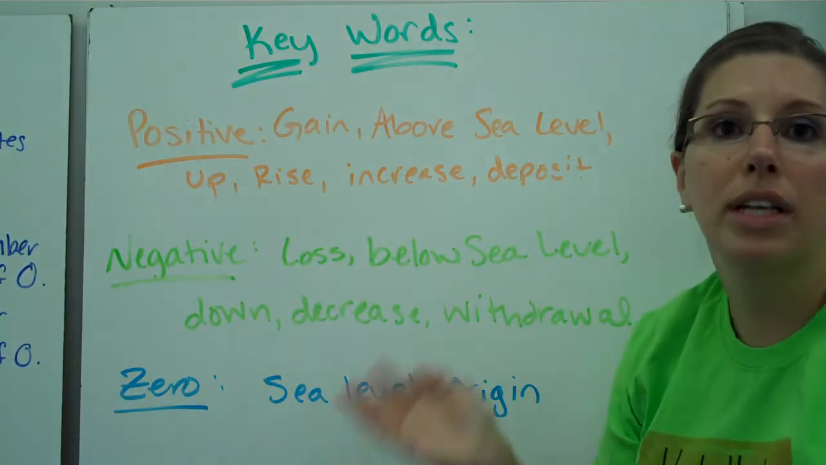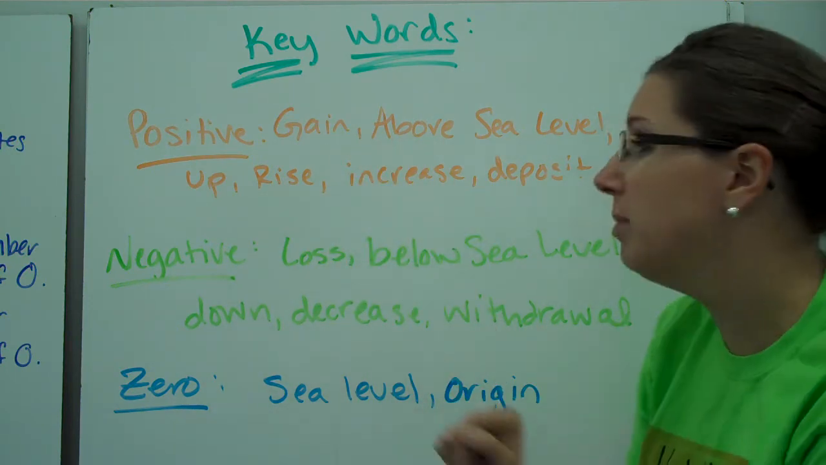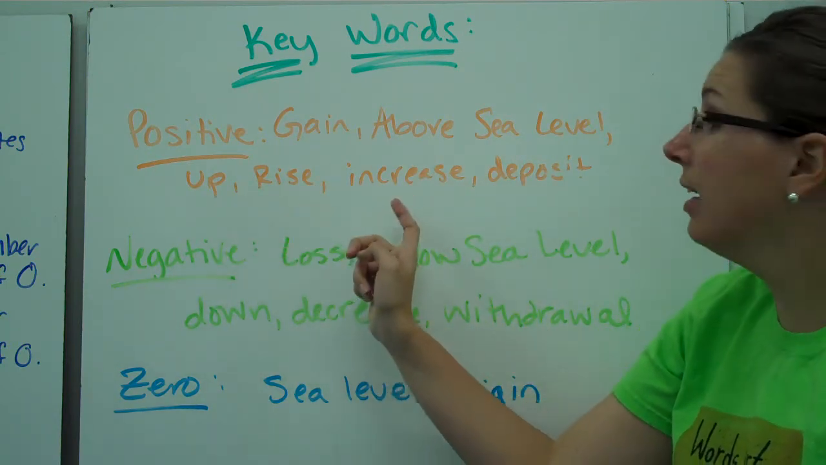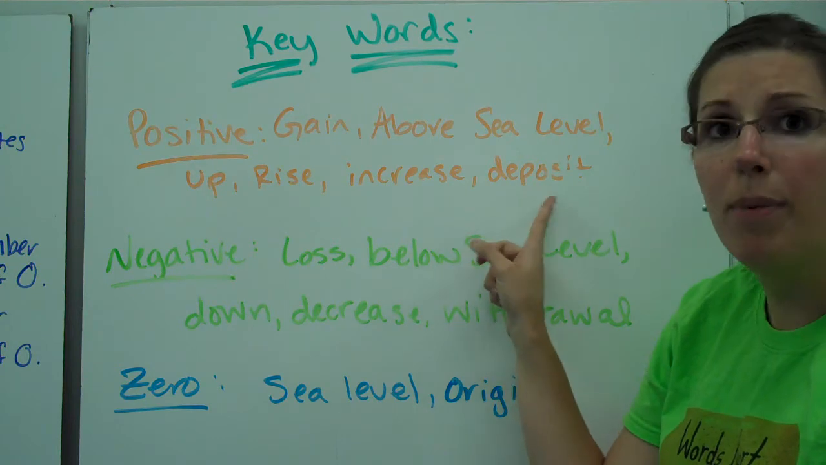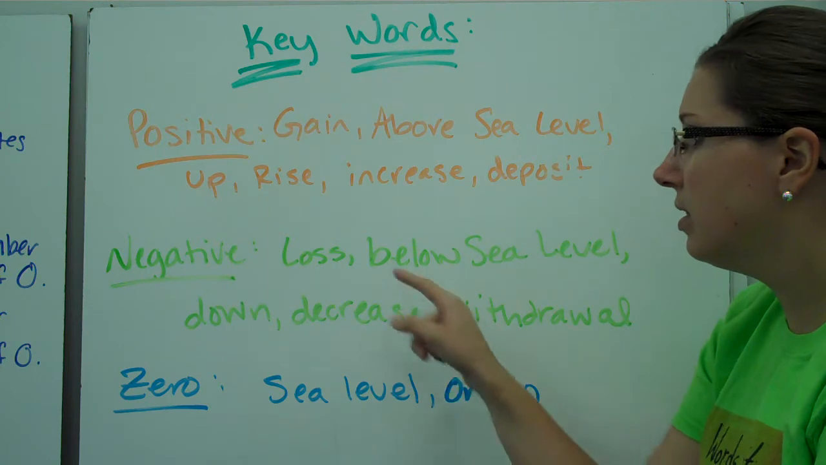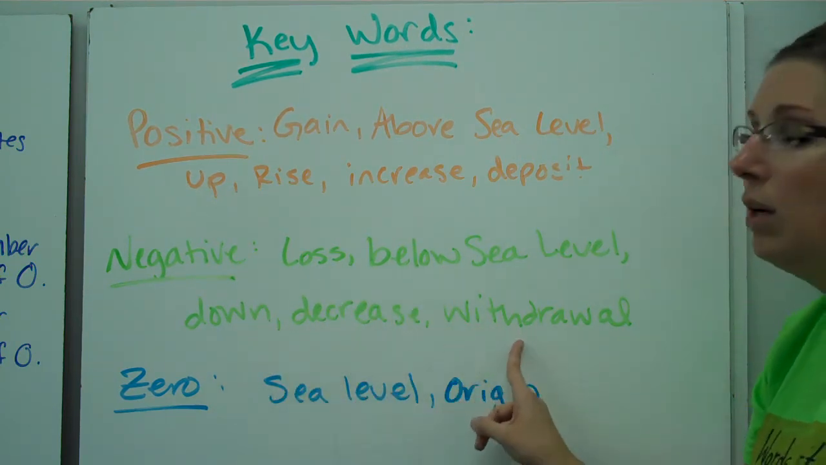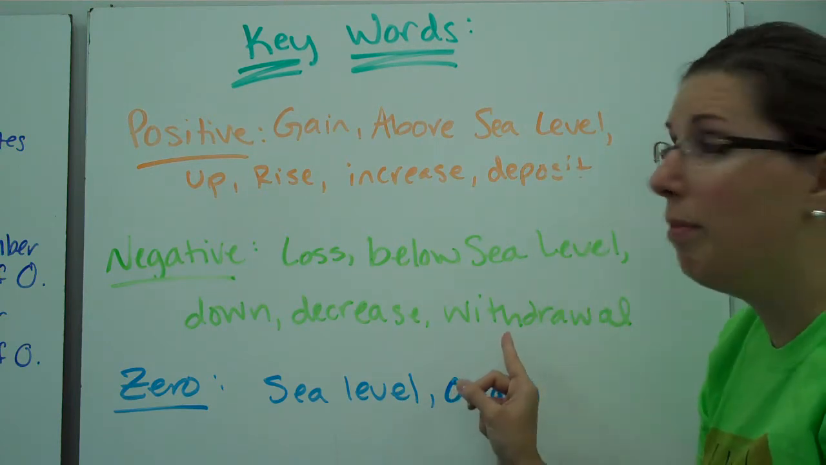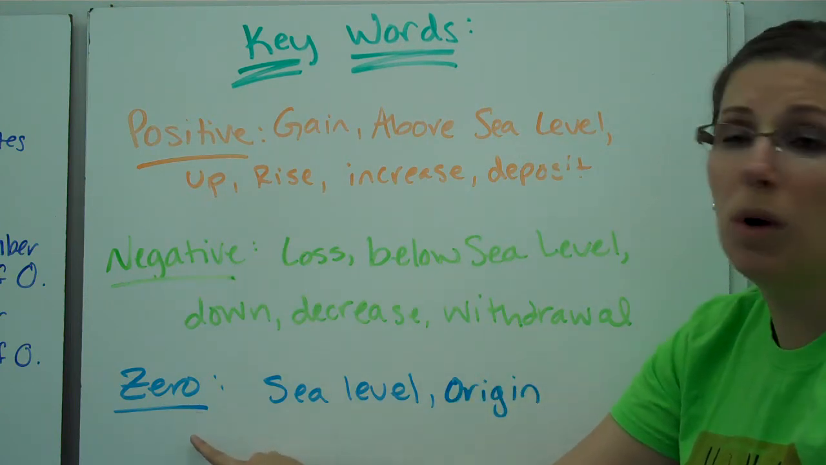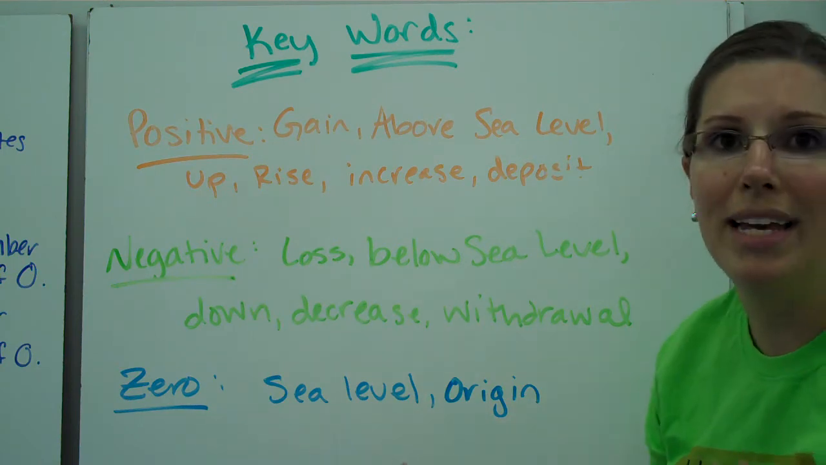Some key words when you're dealing with integers. Some positive integer key words, you might see them in word problems, are gain, above sea level, up, rise, increase, and deposit. Deposit is dealing with money. Some negative keywords: loss, below sea level, down, decrease, and withdrawal. Again, withdrawal is dealing with money. So deposit and withdrawal are opposites. And then some words that might mean the number 0 are sea level and origin.